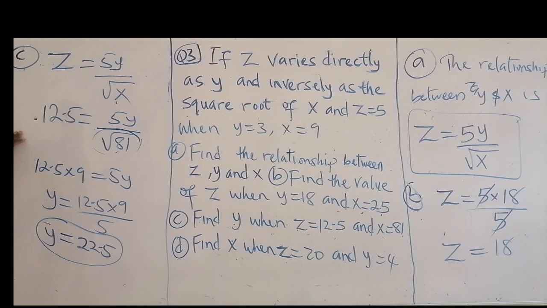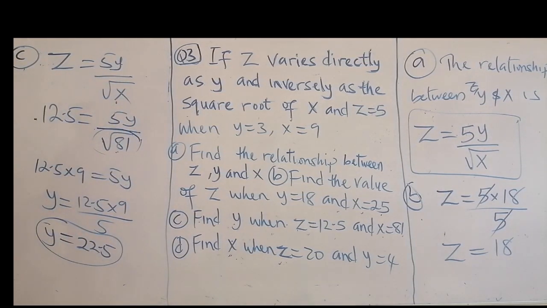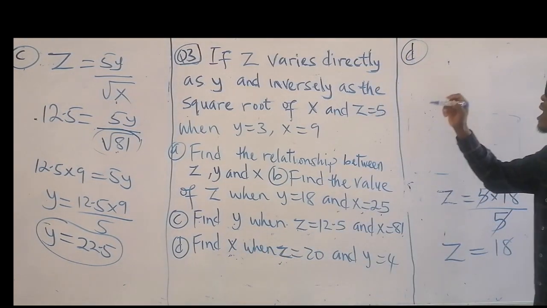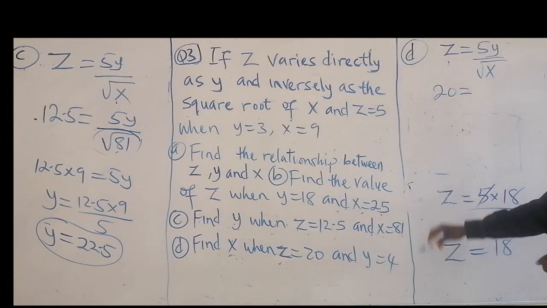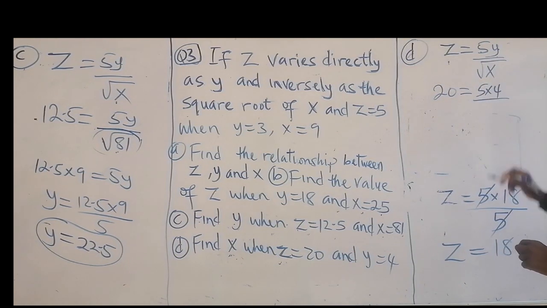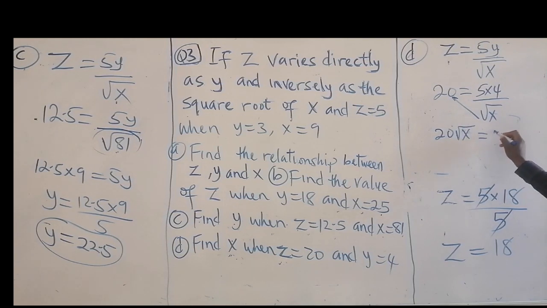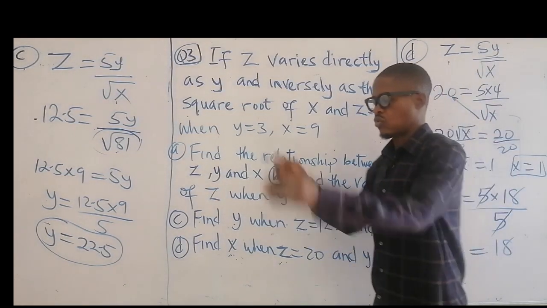So that's just that. And then the D part, that's what we are going to now. Find x when z is 20 and y is 4. So the D part, we are looking for x value. So we just go back to the formula that connects the variables. The z value is 20, and then we have y as 4. So 5 times 4. Then we are looking for this one. So if you cross multiply, we have 20 times the square root of x equal to 20. So divide both sides by 20, and that will be the square root of x equal to 1. So x is 1. We square both sides. And that's that on this question.